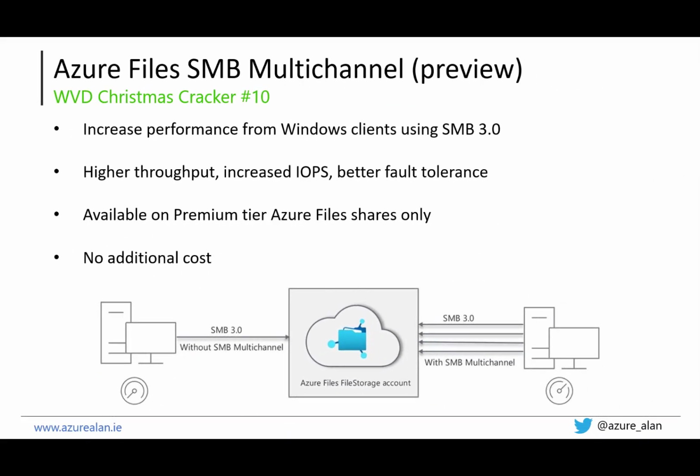On to number 10 now, and this is another public preview feature that was just announced at the time of recording. This is Azure Files SMB Multichannel. So your Windows client machines will be using the SMB 3.0 protocol to access file shares. So again, if you take the example of your FSLogix file share, if you're putting that on Azure Files on the premium tier, right now that will be using just a single channel to access that file share. But this new feature will allow you to actually use 4 channels instead of the 1. That will give you higher throughput, increased IOPS, and better fault tolerance.